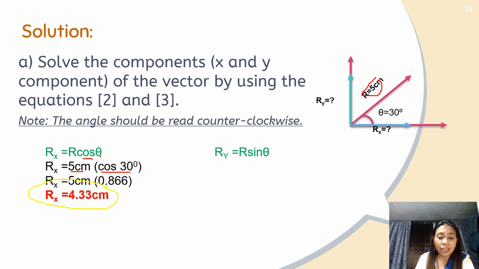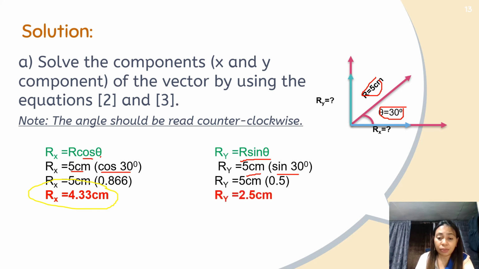4.33. Next, for your Ry, you only need to multiply the given R times the sine theta. So 5 cm times sine 30. Again, the 30 here is given from here. So 5 times 0.5, because sine 30 is 0.5. So it will give you 2.5.